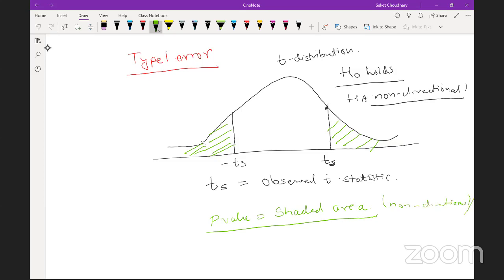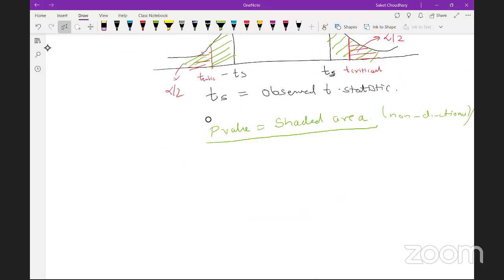Okay, fine. But what's the type 1 error then? The type 1 error is determined by your level of significance. So what I said before I started doing this test is this, I'll call it T critical, and this is your alpha. So this shaded area is alpha by 2, and this T critical is alpha by 2. So your type 1 error, what really happens?